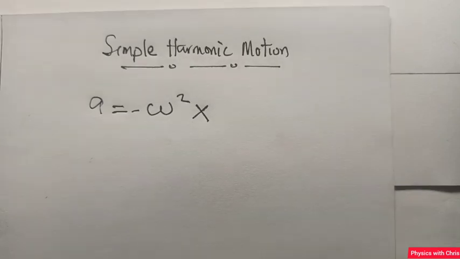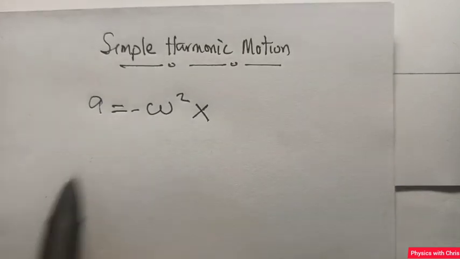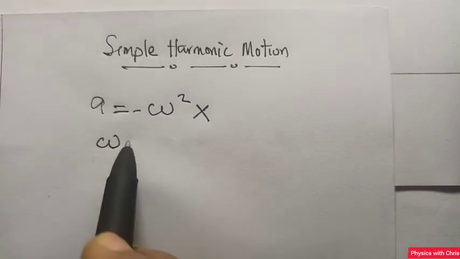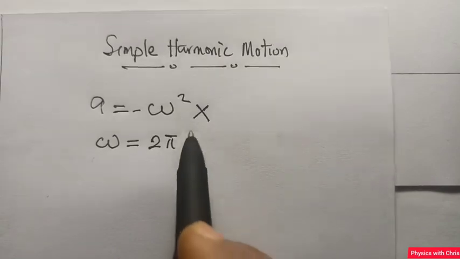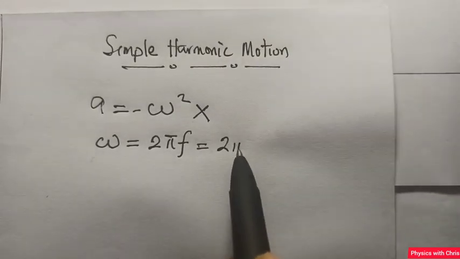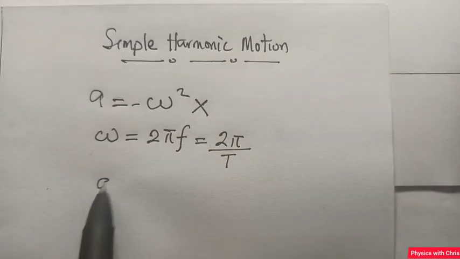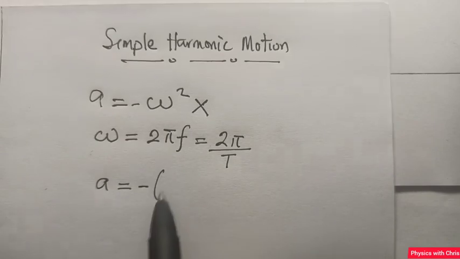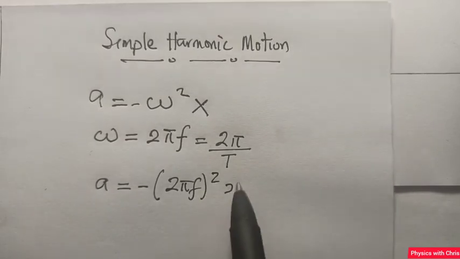Now I want to continue from there in this video by showing you that the angular velocity or frequency is still given by 2 pi multiplied by the frequency, or can still be given as 2 pi divided by the period of oscillation. Which means I can write the equation as negative (2 pi f) all squared times displacement.